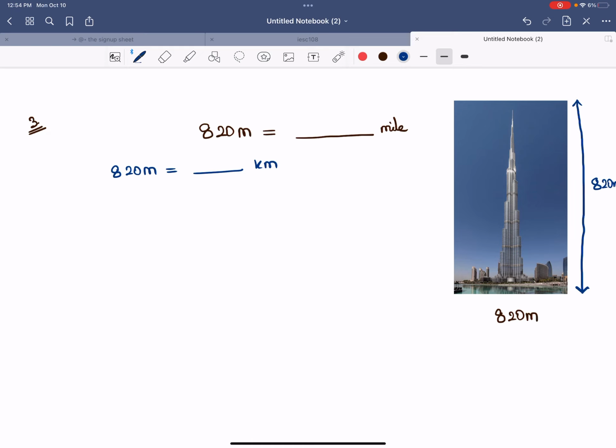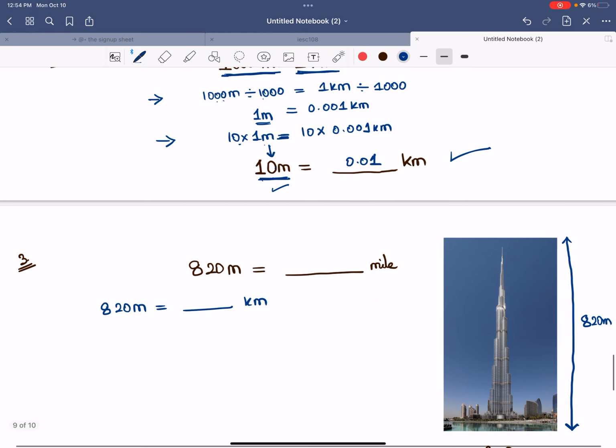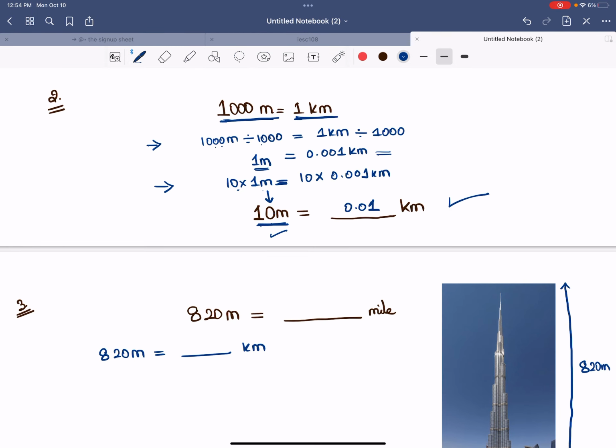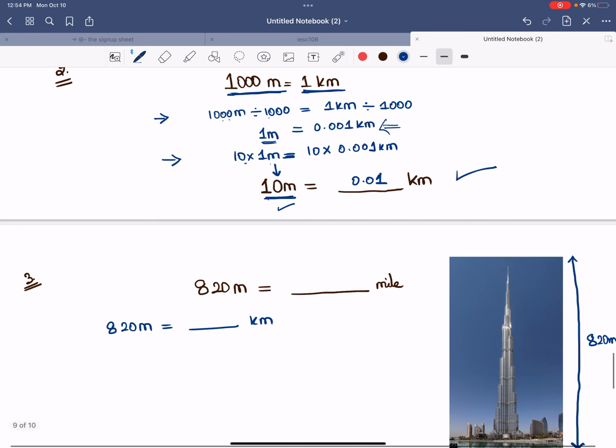I can get 1 meter on the left side. I already know how much is 1 meter in kilometer, if you see here. Since I know that already from the previous question, let me write this down again. 1 meter is equal to 0.001 kilometer. Now if I multiply 820 on both sides, I can easily get on the left 820 meters. So that will give me the 820 meters in kilometers.